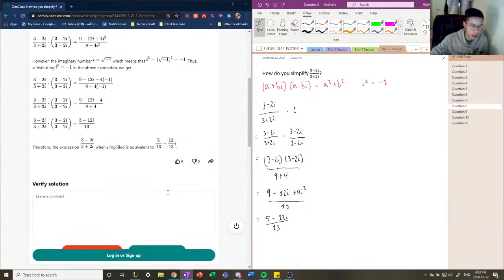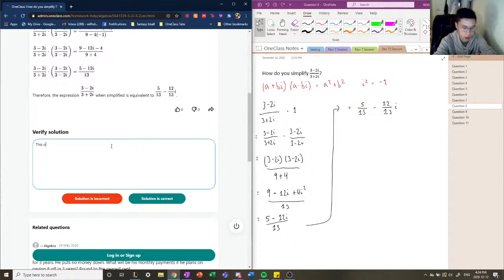Now, we're going to rewrite this in its complex number form, which has a clear real number component and an imaginary component. So this will equal 5 over 13 minus 12 over 13i. We have simplified the beginning expression by getting rid of the imaginary component in the denominator and simplifying it in a way that the real number component and the imaginary component are very clear to us. So this solution is correct. Good work. Okay, cool.